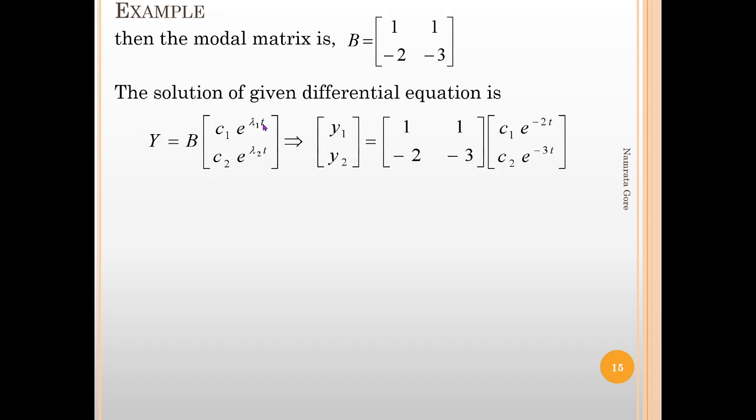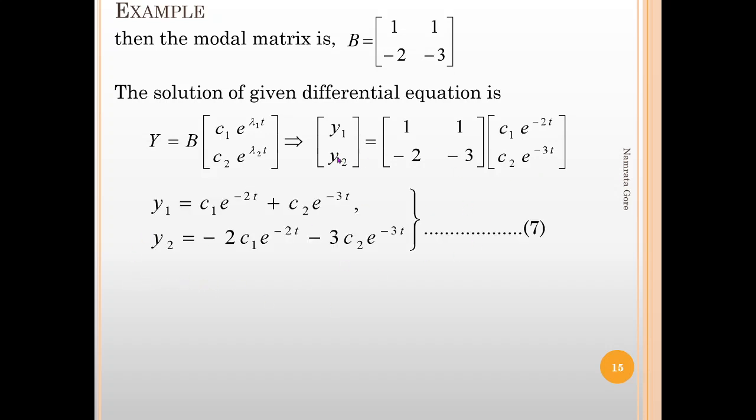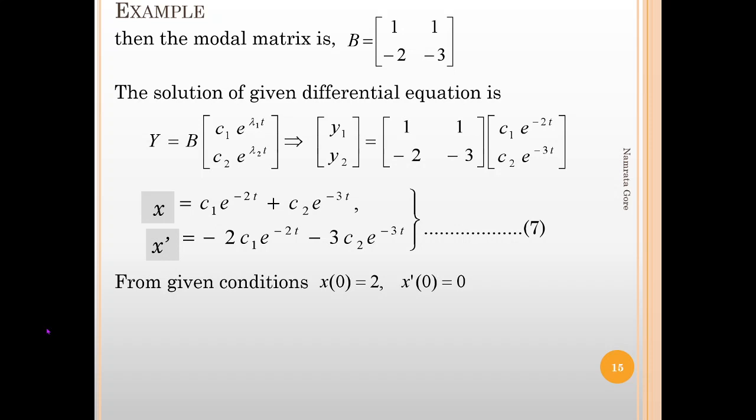As the independent variable is t, our solution will be in terms of t. The solution will be x in terms of t. So solving this, we get y1 y2, here y1 is x, y2 is x dash. Conditions given are on x and x dash. X of 0, that means x is a function of t, x dash is a function of t.